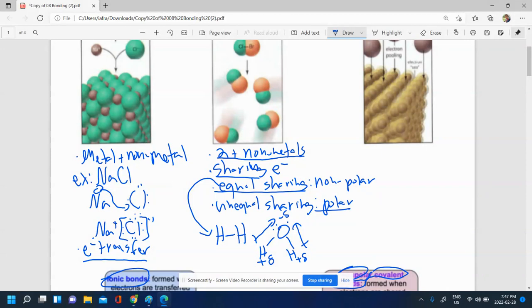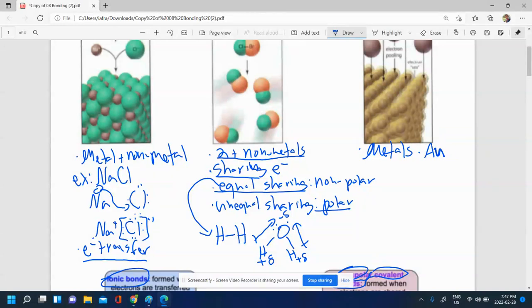The last type of bond that you might see, which is considered intramolecular, is called the metallic bond. And the metallic bond essentially happens between metal atoms. And they can be metal atoms of pure metals or alloys. And an alloy is simply a mixture of metals. So if I have a brick of gold or a bar of gold, all the gold atoms within that bar of gold are held together by metallic bonds.